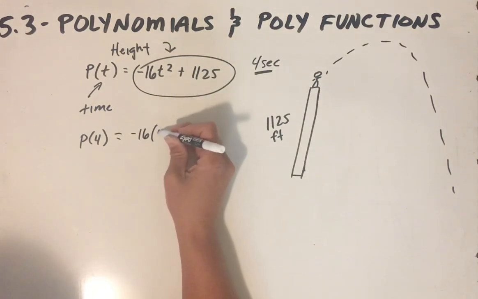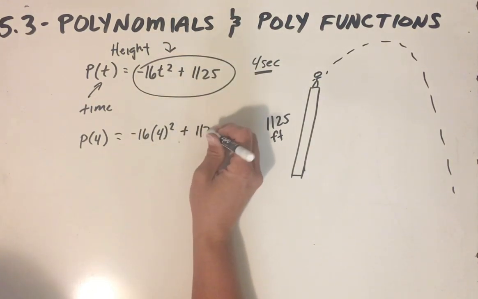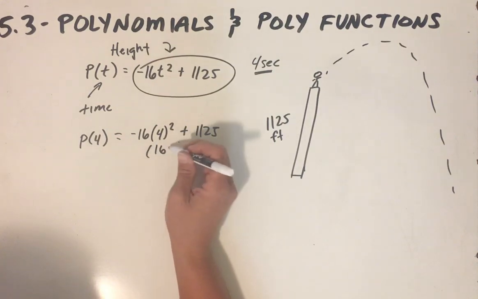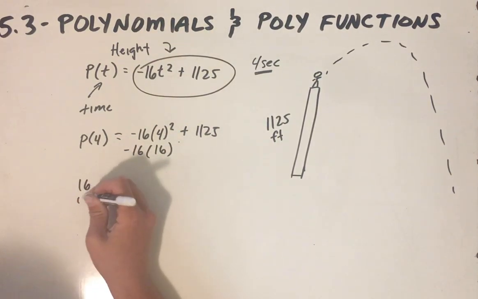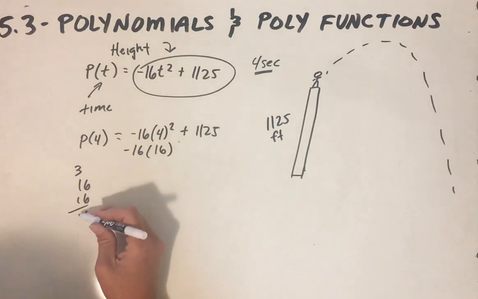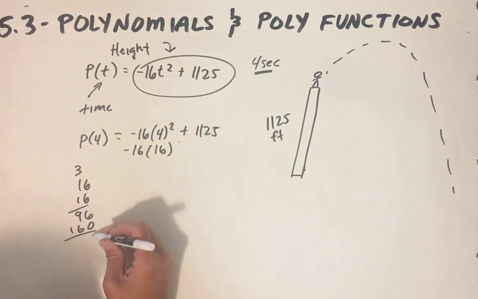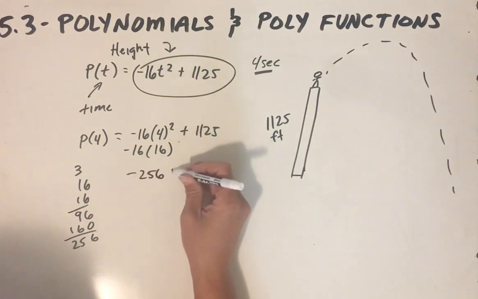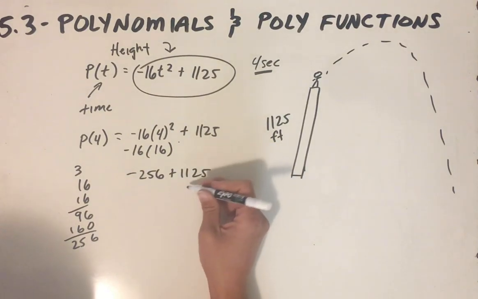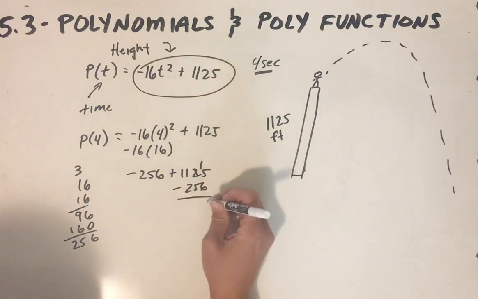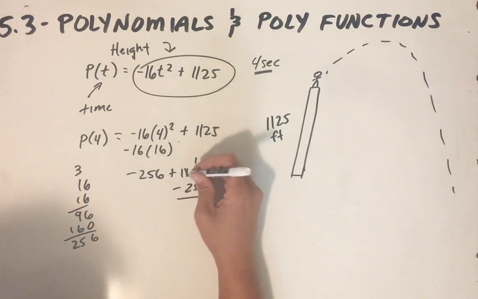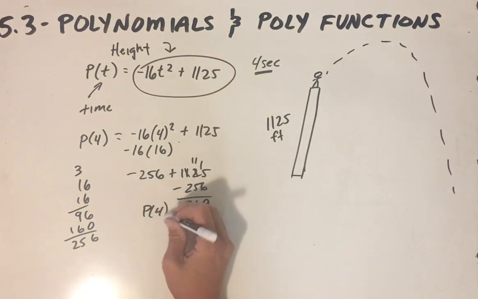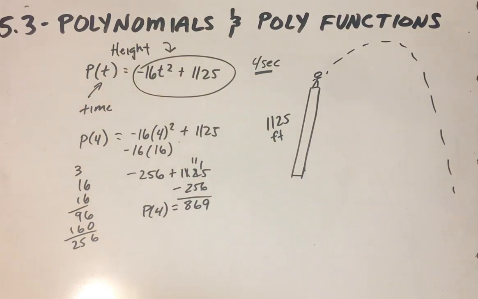Okay, so after 4 seconds, where is this? Well, I'm going to plug in negative 16 times 4 squared plus 1125. Not too shabby. 4 squared is 16. Times 16. So we get negative 256 plus 1125. Okay, so the P of 4 is 869 feet.